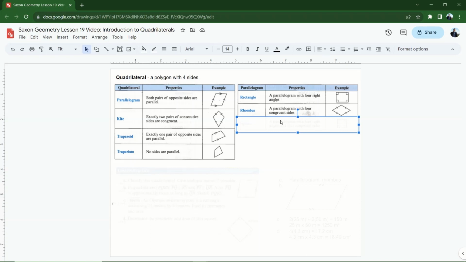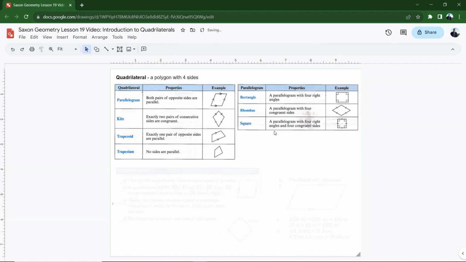And then, if we have both of these situations going on, if we have 4 right angles and if we have 4 congruent sides, we have a square. It's a parallelogram that has both 4 right angles and 4 congruent sides. Notice that a square is a type of rectangle, and a square is a type of rhombus. It meets both definitions. It has 4 right angles. It has 4 congruent sides.